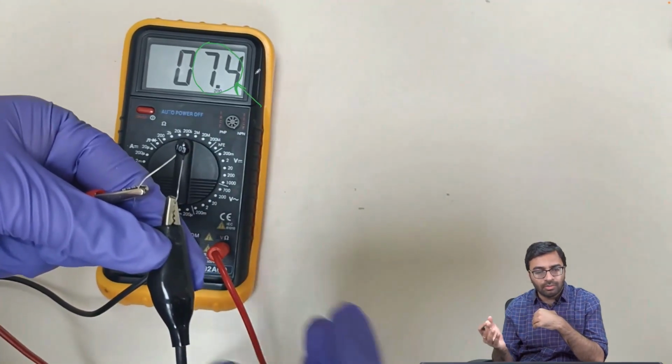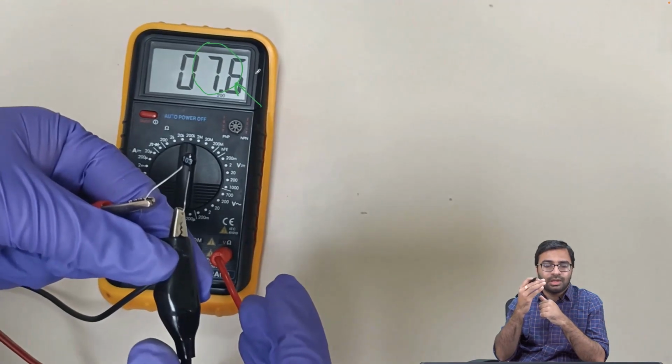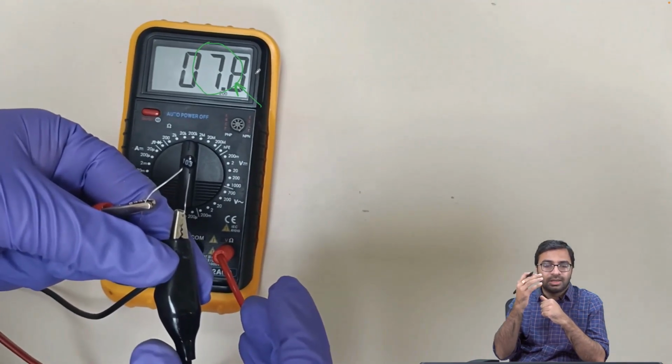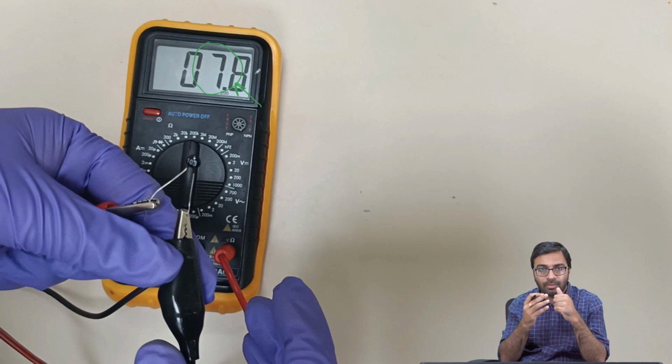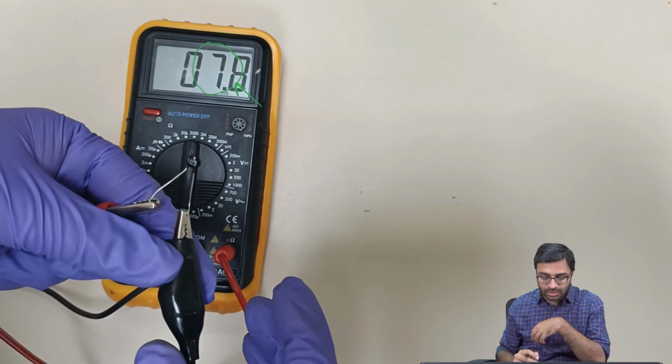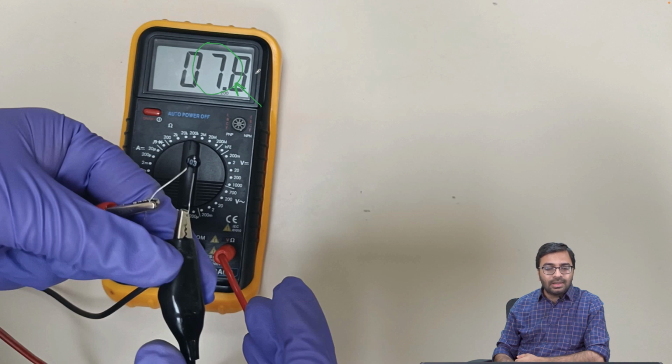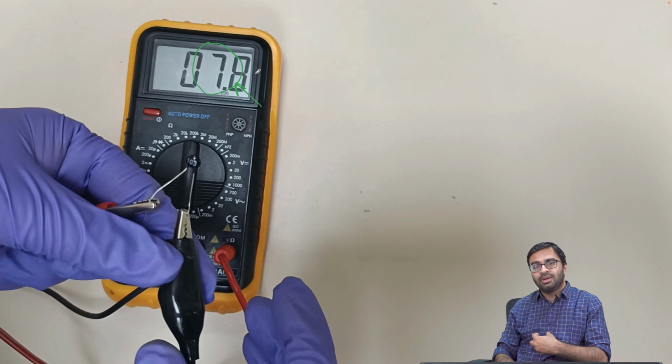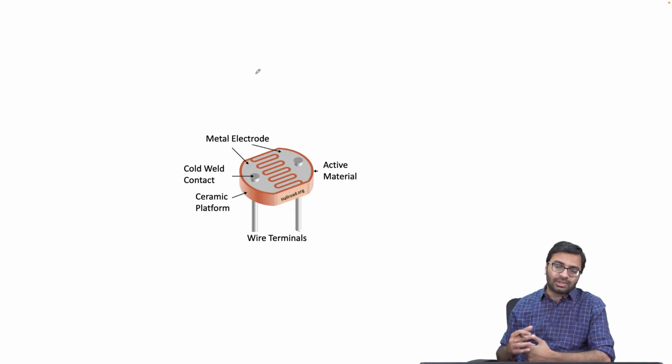The moment you remove the hand, again the resistance value will start increasing, because the temperature is now dropping. It is again coming back to the room temperature situation. So that's why you'll see that the resistance of a thermistor decreases when you increase the temperature.